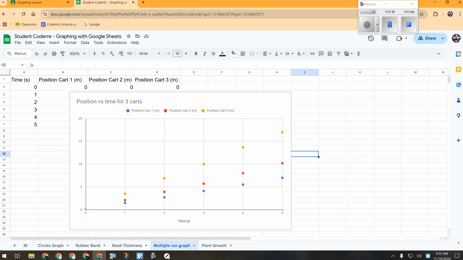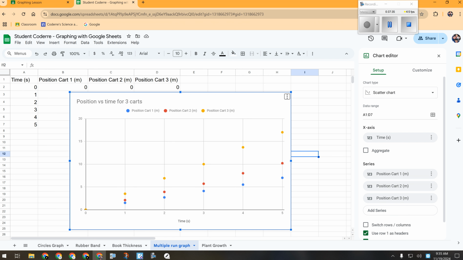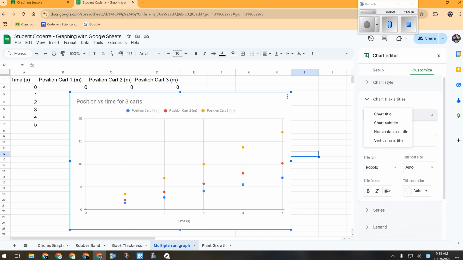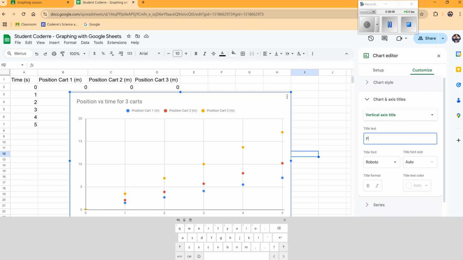Something else that sometimes happens. What else is missing from this graph? The title for the y-axis. Yeah, there's no label on the y-axis. When you have more than one run, Google doesn't know what to label it, so you're going to have to tell it. So I'm going to have to go to Customize and go to Chart Axis and Titles. And right here where it says Title Text, where it says Chart Title, you're going to scroll down and go to Vertical Axis Title. And then you just type in what's on that axis: position in meters.